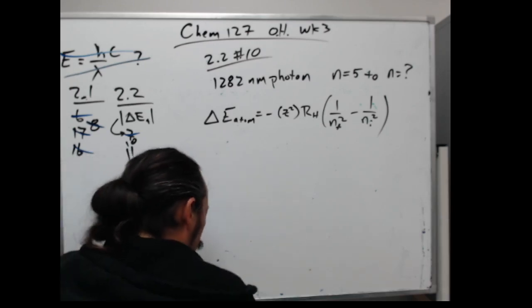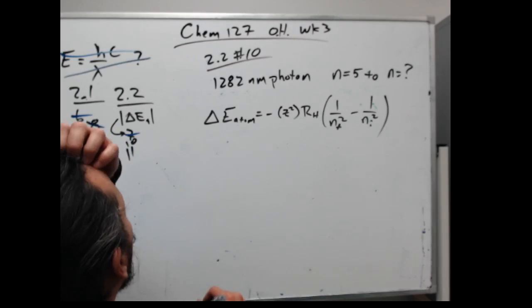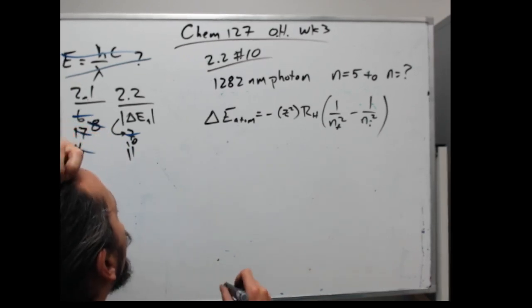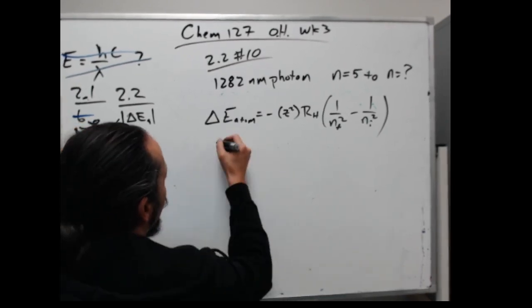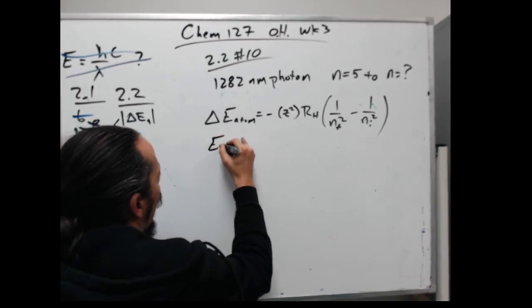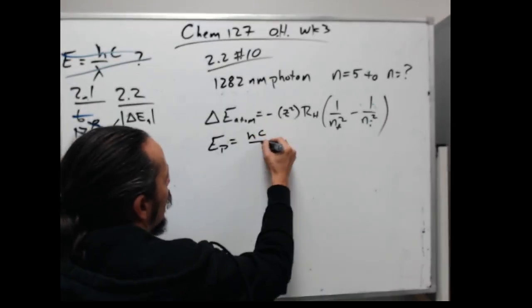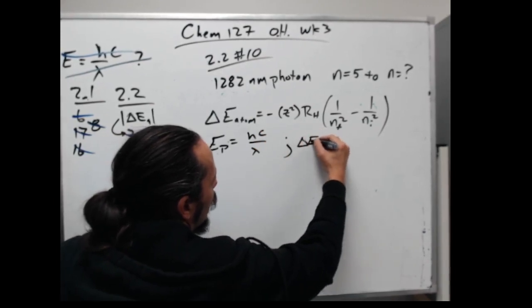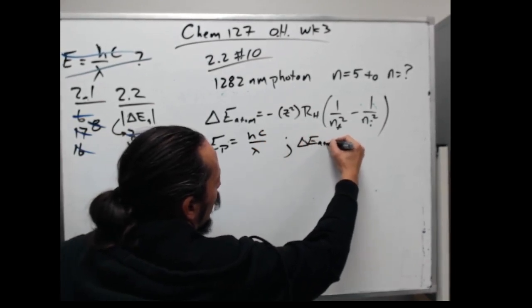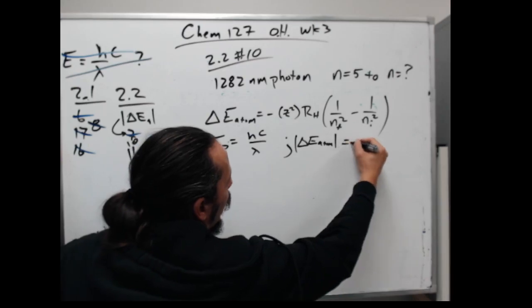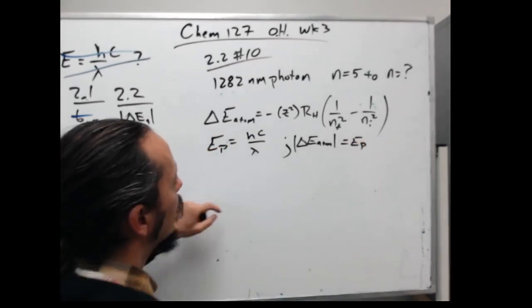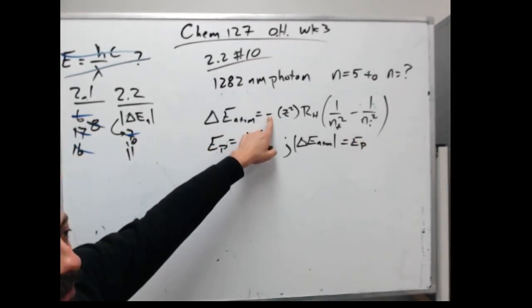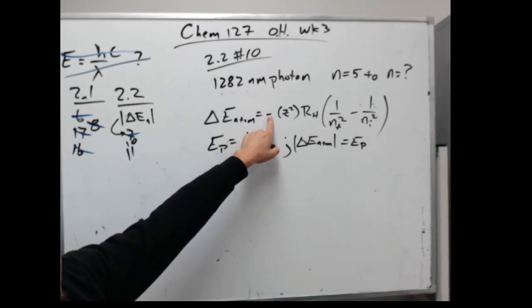Let's do some thinking real quick before we jump into the math. There are two other things we're going to need. We're going to need energy of the photon equals hc over lambda. And we're going to need that the change in energy of the atom, absolute value, equals energy of the photon. So essentially, I'm going to need to deal with that negative sign, and whether it should be there or not for the thing that we're dealing with.